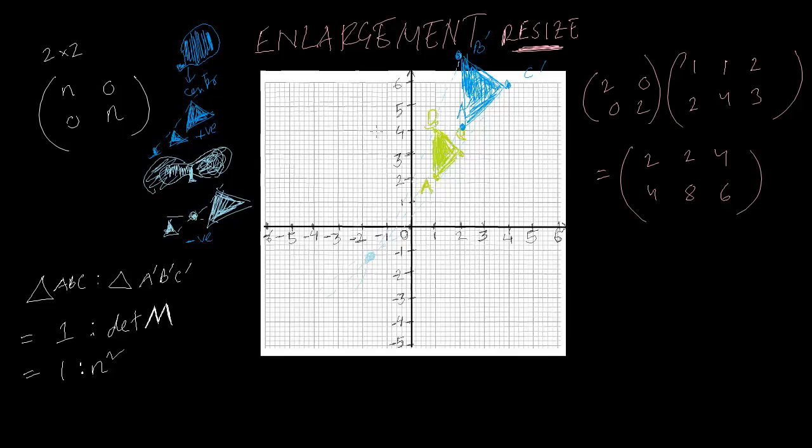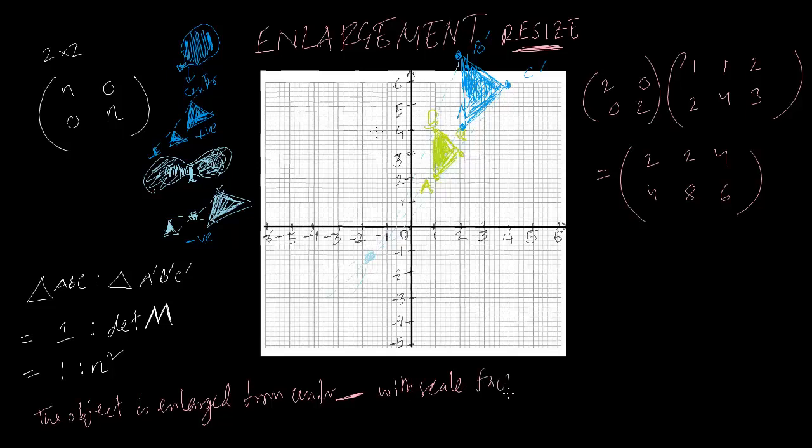So let me write down the description of enlargement. The description of enlargement would be: the object is enlarged. It's a good idea to mention the center if you can just use a ruler and measure it. Even if you don't mention the center, that's also fine, but it's a good idea. So the object is enlarged from center, mention the center, with scale factor. Scale factor is how large it is, or just take the value of this matrix n, 0, 0, n. So n is the scale factor. With scale factor, mention the scale factor, to give the image.